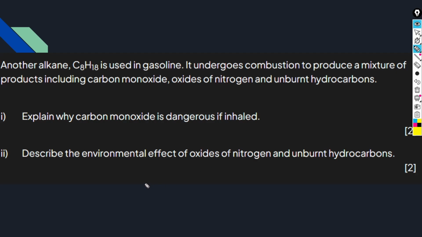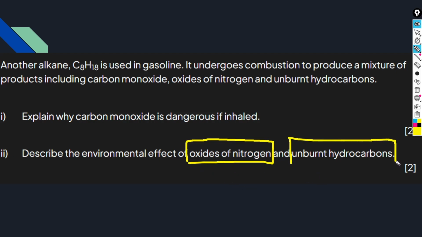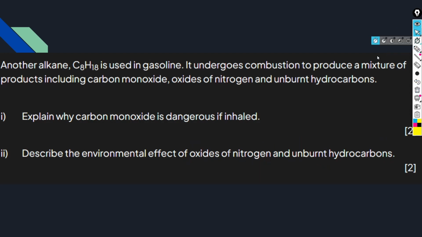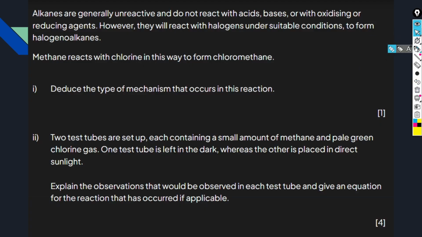And describe the environmental effects of oxides of nitrogen and unburned hydrocarbons. So oxides of nitrogen can dissolve in water in rain to form acid rain, which can damage aquatic life and corrode buildings. And oxides of nitrogen can react with hydrocarbons to form PANs, which cause photochemical smog. Now, let's look at the next question.